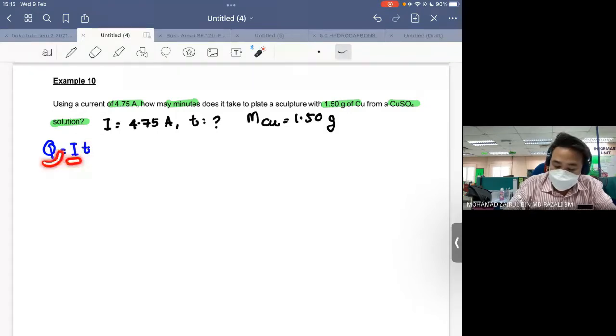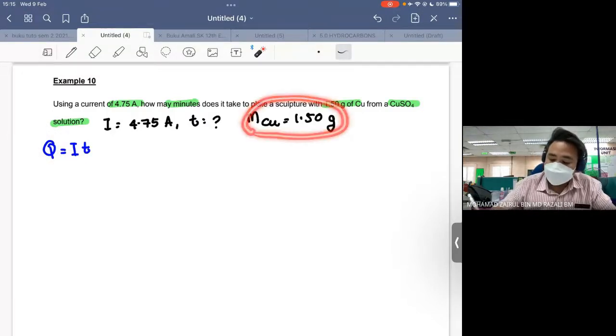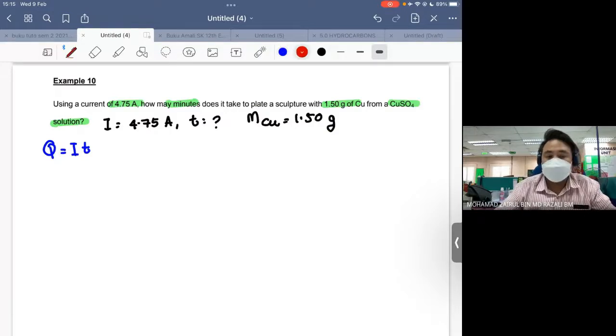So kita akan cari dulu kita punya charge. Daripada charge tu, kita boleh cari daripada mass. Sebab kalau refer balik kepada Faraday's first law of electrochemistry, the mass or the substance produced is directly proportional to the charge. Okay. So sekarang ni kita tengok dulu daripada copper sulfate, dia nak hasilkan copper.